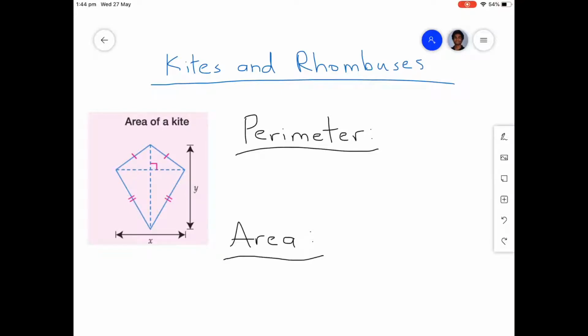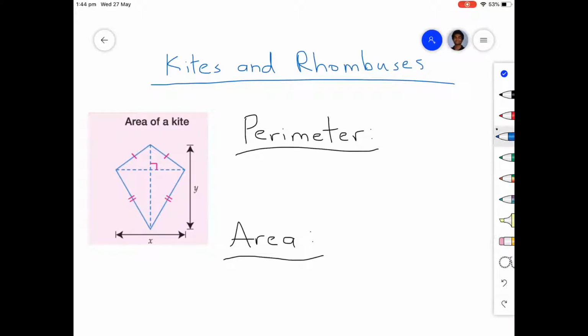Hi Grade 8s, these are the Evidence of Learning solutions for Week 4, Lesson 2, Kites and Rhombuses. Now we're going to look at kites first, and as you can see on the left here, a kite is just what you might think it is. It does look exactly like a kite that you might fly.